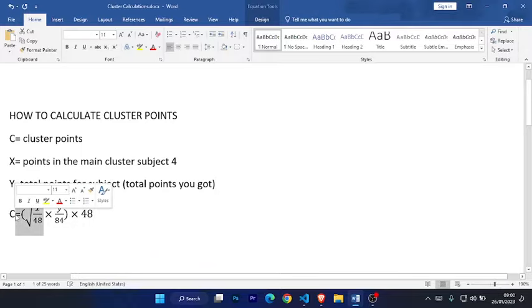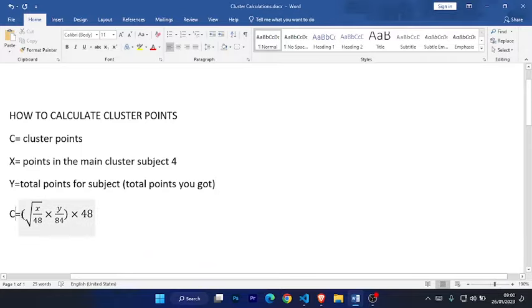You say that cluster points will be equal to the square root of x over 48, we said x is the 4 main subjects, multiplied by y over 84. Y is the total points that you got. Then you find the square root of that, and you multiply by 48. That's how you get your cluster points. So we will use an example to compute this.